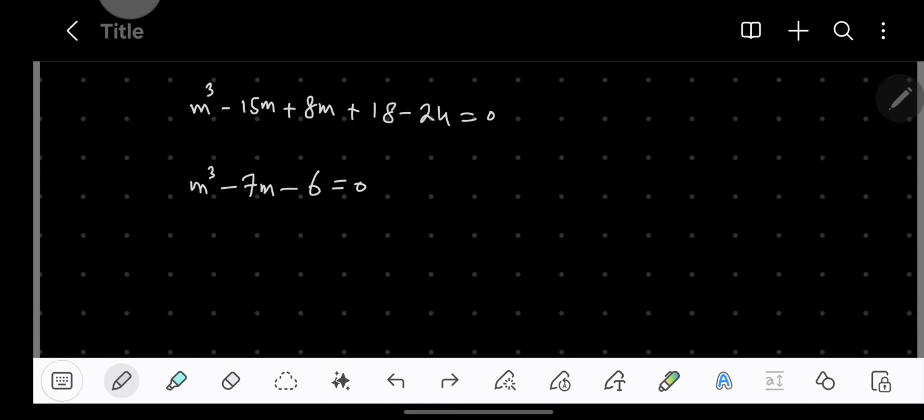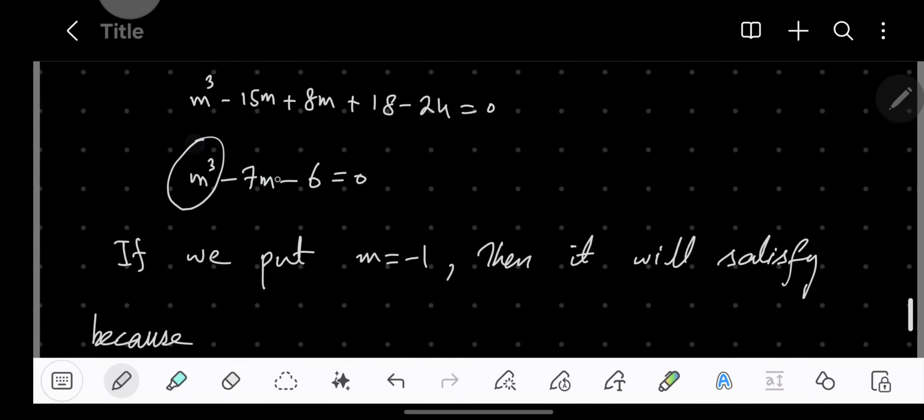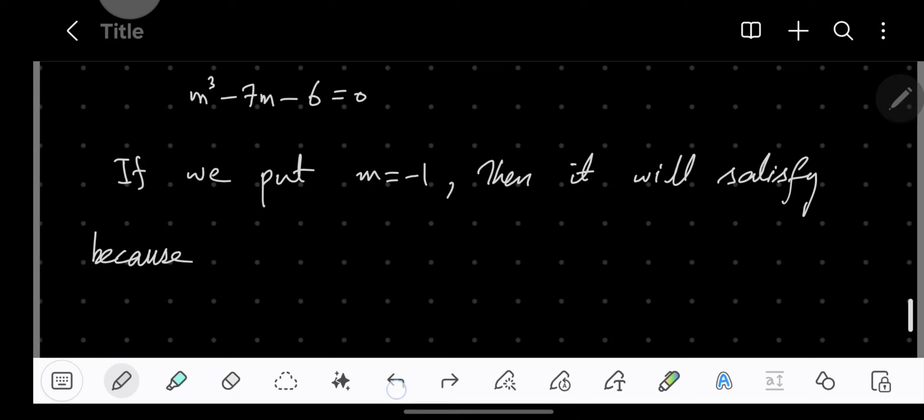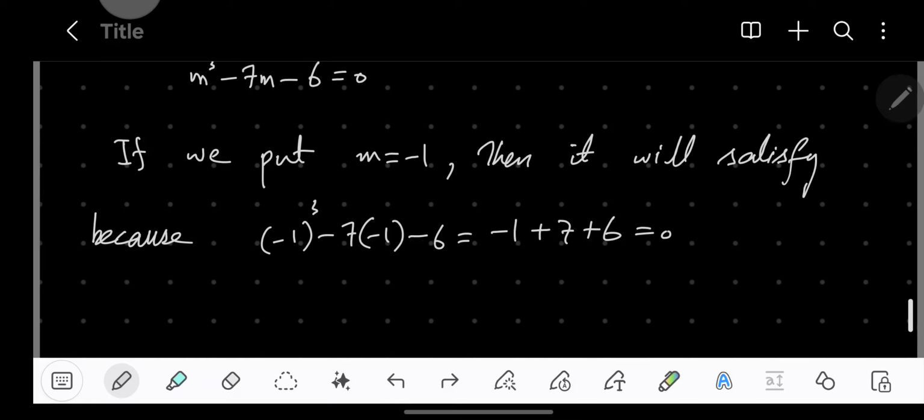So let's check whether m is equal to 1 satisfies it or not. M is equal to 1 will not satisfy this equation. So let's check m is equal to 0. M is equal to 0 will also not satisfy. If you plug m is equal to minus 1, it will satisfy this equation, because if you plug m is equal to minus 1 here and calculate, you will end up with 0. Here is the verification. If you plug in m as minus 1, you will end up with 0. So that means m is equal to minus 1 is satisfying this equation. So we have found the first root.